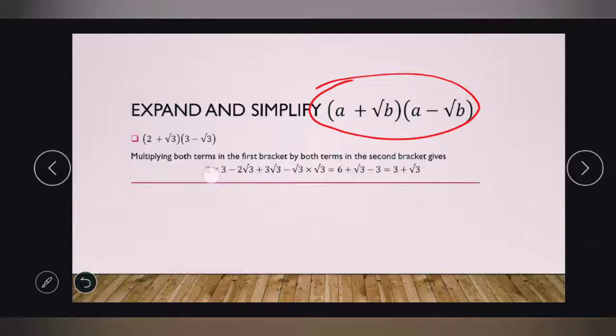we calculate 2 times 3 equals 6, and we add plus the square root of 3 minus 3 equals 3 plus the square root of 3.